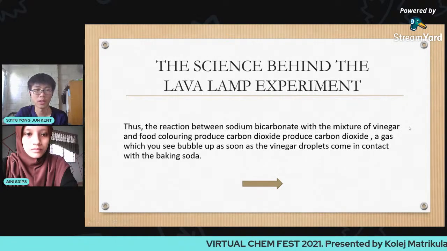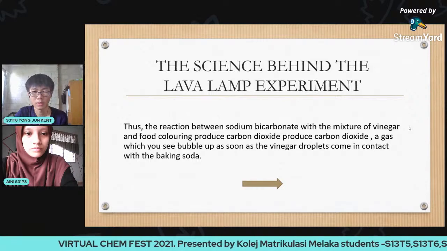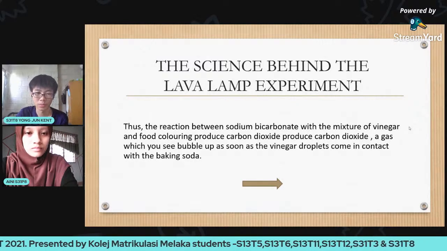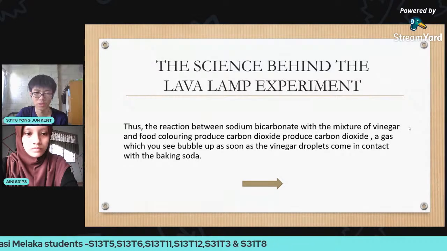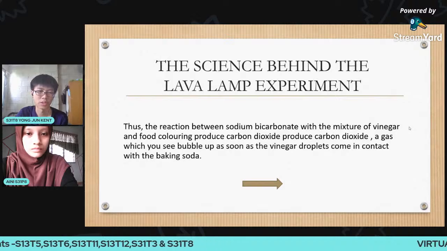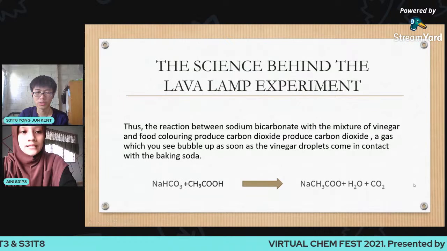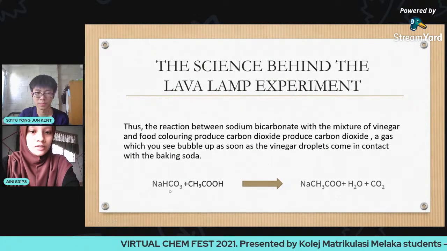Now, what is the science behind the lava lamp? The reaction between sodium bicarbonate and the mixture of vinegar and food coloring produces carbon dioxide, a gas which you can see bubble up as soon as the vinegar droplets come in contact with the baking soda. And this is the chemical equation, as you can see.